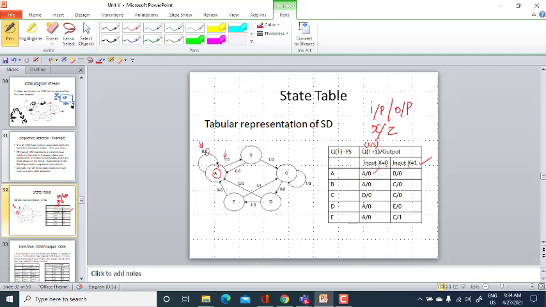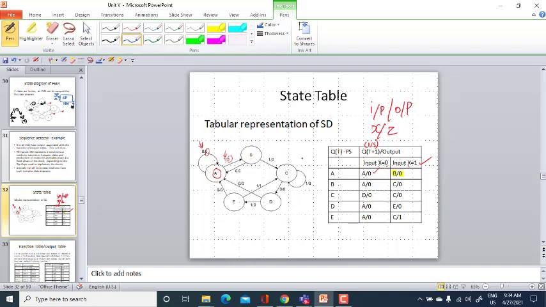Next, when my present state is A and my input is 1, the output is 0, and the next state is B.